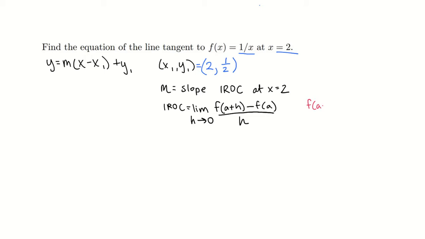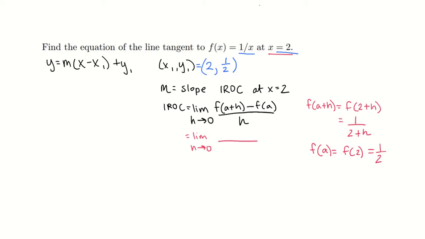f(a + h) would be f(2 + h). So we're looking at the x value 2 + h, which would be 1 over 2 + h. And f(a) would be f(2), which is 1 over 2. And now we plug into this formula: the limit of (1 over 2 + h minus 1 over 2) over h.